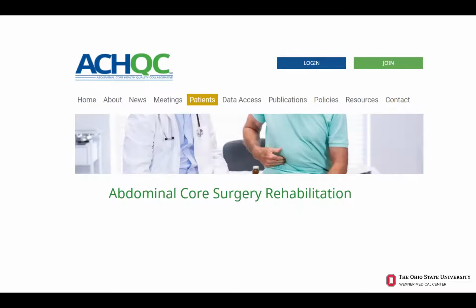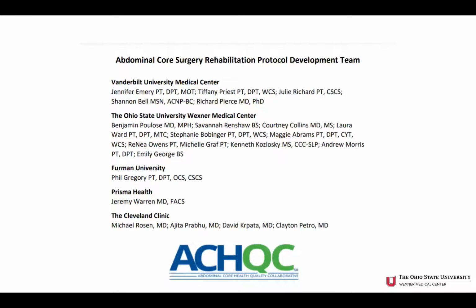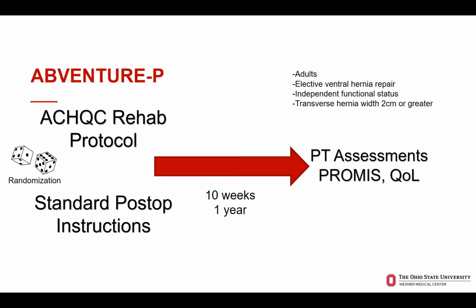This is our core surgery rehabilitation page, and many of you have gone over this. The PT guide in terms of our abdominal core surgery rehabilitation is really detailed. If you haven't taken a look at it, it's worth taking a peek, because it's very regimented, and it's also flexible enough to allow individual patient variation. This is a group that really came up with this core surgery rehabilitation protocol, both from the inpatient side, the post-operative patient instructions, and also the instructions for physical therapists.